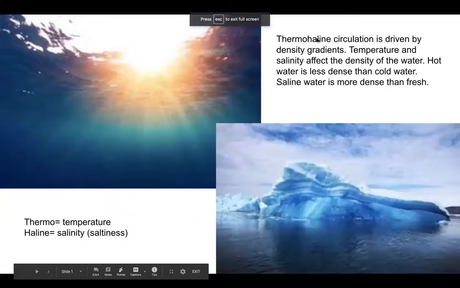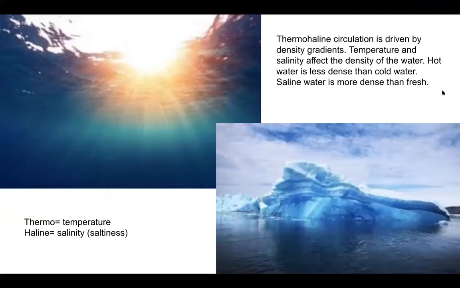Okay, so what we're talking about now is what we call thermohaline circulation. It's driven by density gradients, meaning some water is denser than other. Temperature obviously affects density, but also in the ocean, importantly, salinity, meaning how much salt is in it. Really salty water is a lot denser. Hot water is less dense than cold water, and really salty or saline water is more dense than fresh.